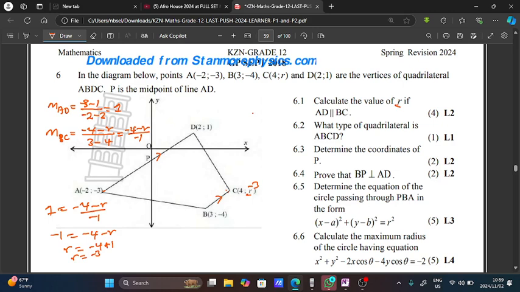What type of quadrilateral is this? One pair is parallel, the other one is not parallel. What type of quadrilateral is that? So that will be a trapezium. Then now, determine the coordinates of P. What is P? P is here. P is the midpoint.